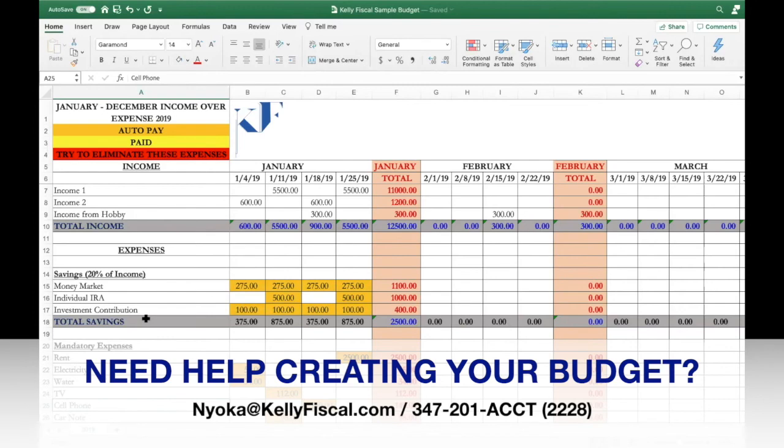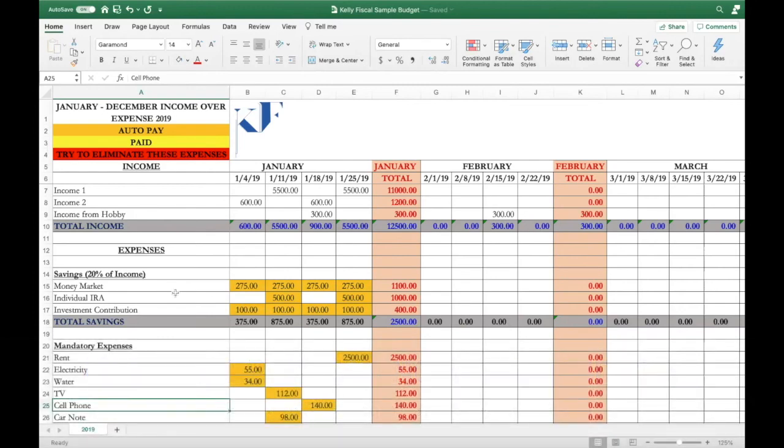Thank you for allowing me to show you the different types of budgets that are out there for you to take advantage of, for you to utilize on a daily basis. So there you have it. A few sample budgets that you can definitely use and structure according to your liking and your need.